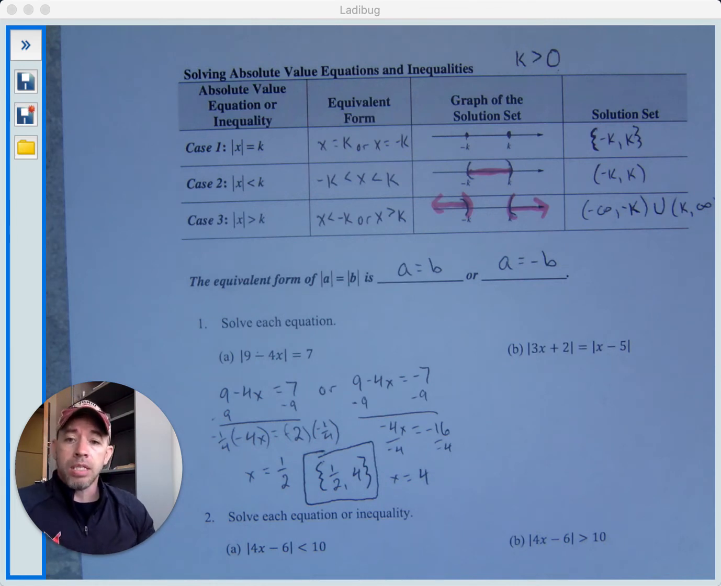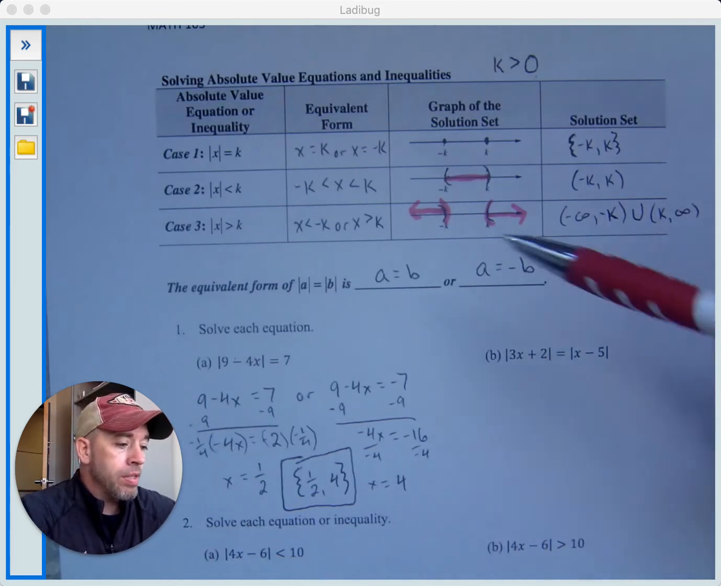Absolute value tells us the distance we are from 0. And so that's why it can never be negative, because negative can't give you a distance, right? Can't have a negative distance. All right, let's look at the next one.